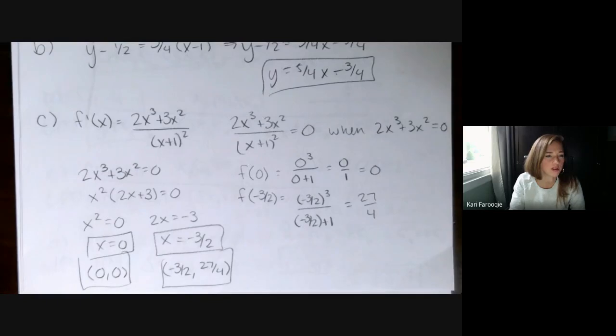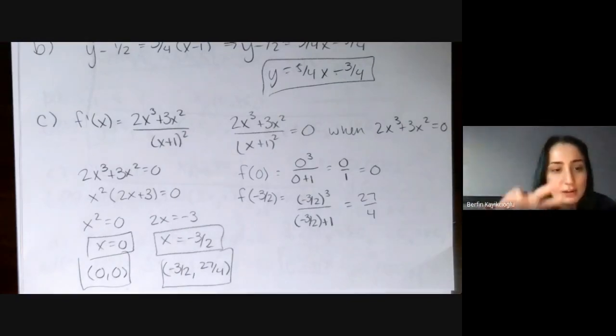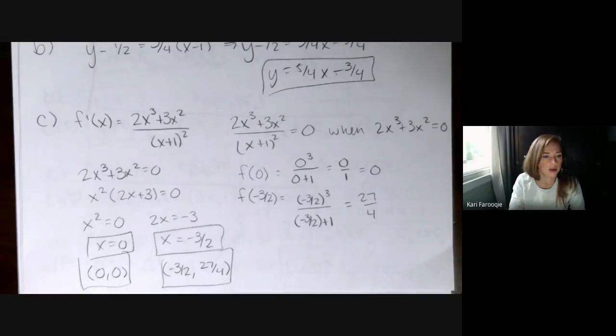Oh, it's because you switched them. You were supposed to enter the smaller one first, and the smaller x value is -3/2. Oh, so it's going to be the opposite. Yeah, you just entered them in the wrong order. I know usually we think of 0 as being the smallest, but technically -3/2 is smaller.